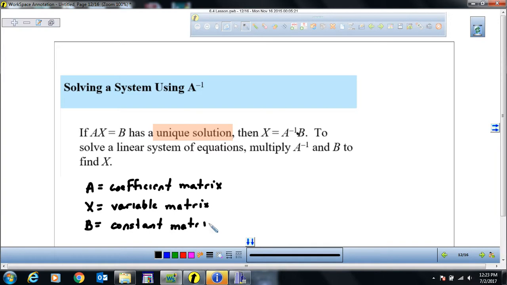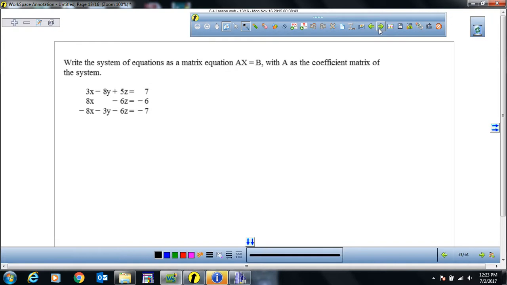Okay. So now let's go ahead and look at the first type of questions. Before we go into solving, I want you to be able to find A, X, and B before that. Okay, so the first question we're going to answer is this. I want you to write a system of equations as a matrix equation in the form AX equals B, with A the coefficient matrix of the system, like I explained.